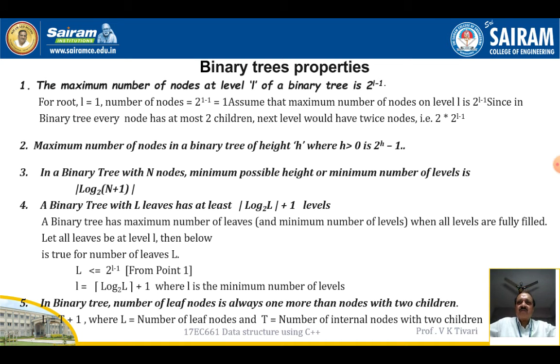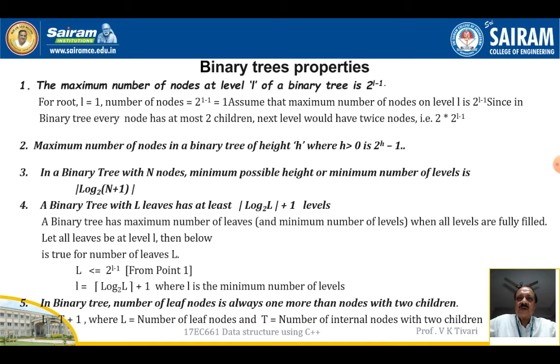Binary tree properties. There are 5 very important properties for writing the code for binary tree operations. The very first one is that the maximum number of nodes at level L of a binary tree is equal to 2 to the power L minus 1. If the root is at L equal to 1, then the number of nodes is 2 to the power L minus 1, equal to 1. In a binary tree, every node has at most 2 children. The next level would have twice the nodes, 2 to the power 2 minus 1. This is the way we define a binary tree.